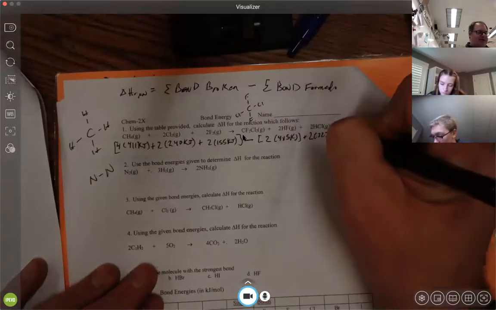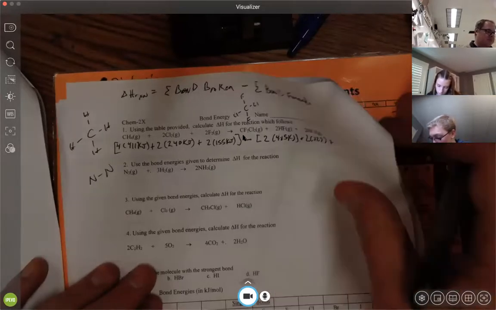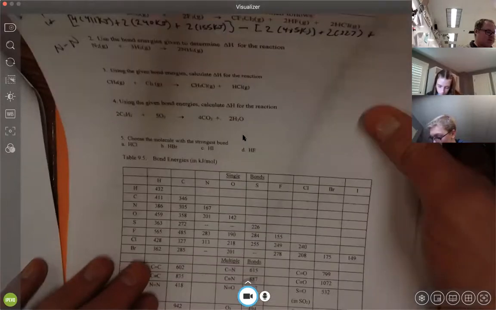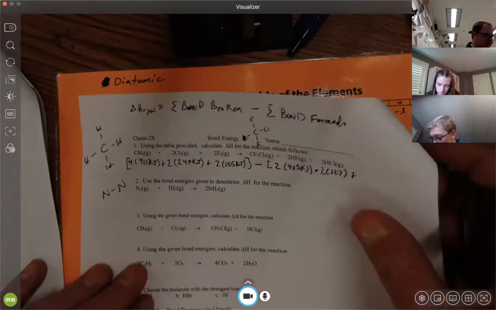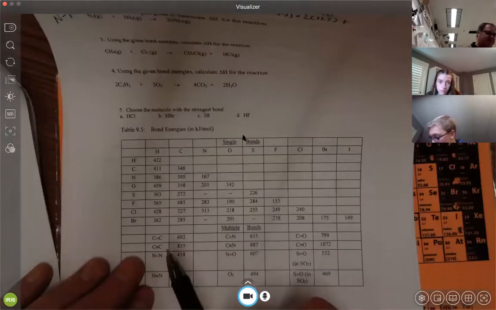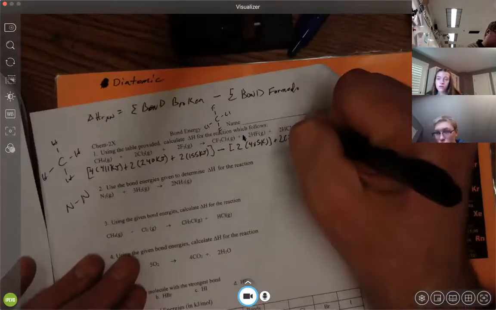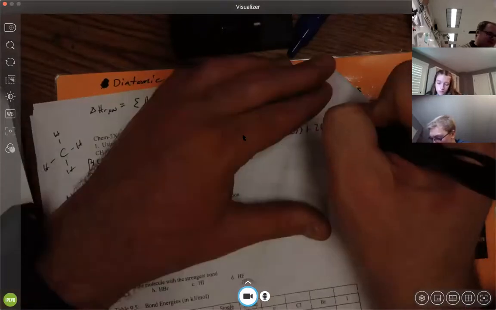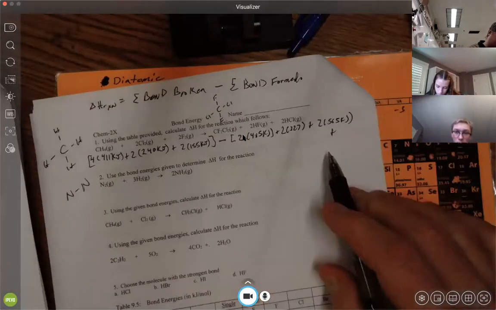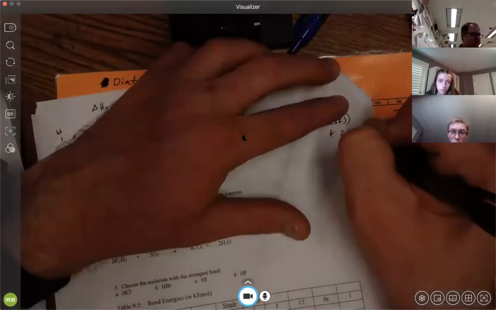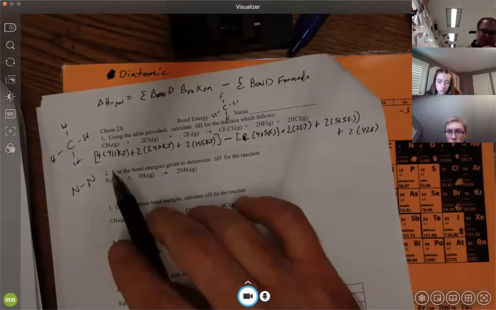We have 1 HF for every HF, but we have 2 moles of that. Did I do that right? Yes. Okay, good. What was I talking about? HF, F, and H is 565. And the last one is HCl. We have 2 of them. HCl is 428. So 4 times 411 plus 2 times 240 plus 2 times 155.